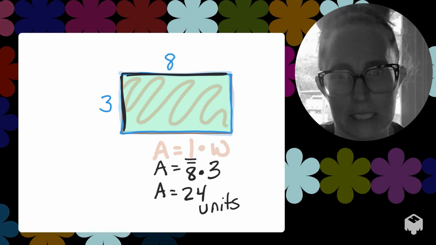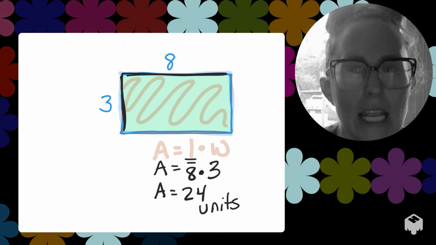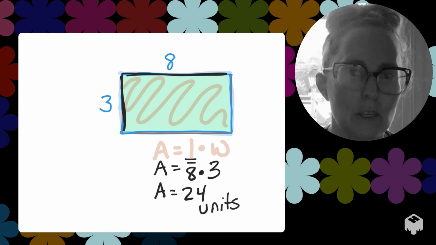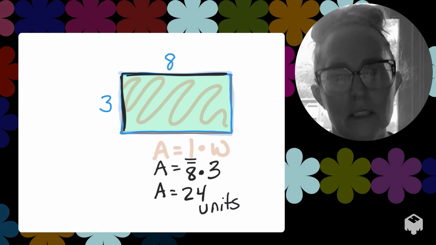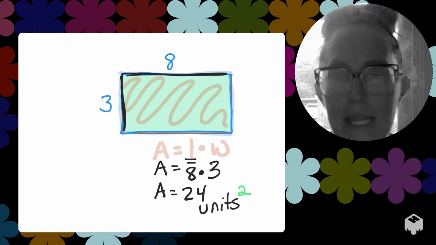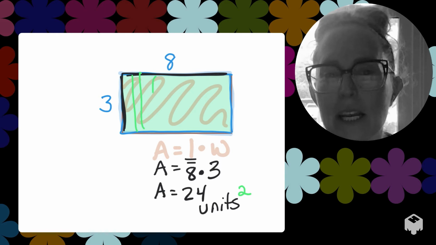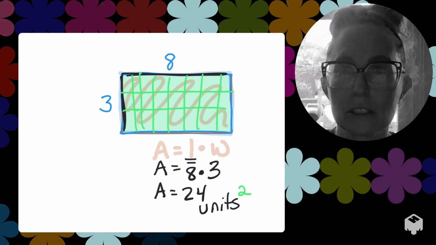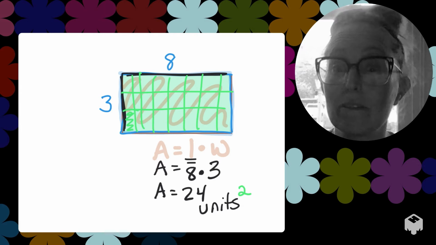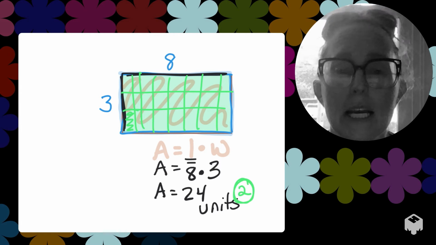Now, I'm missing something. I'm measuring in square units. So do you remember what we did last week to show that we had square units? Yep, that's right. A little 2 in the air right there to let us know that we're not measuring in a straight line. We're measuring surface, and so we would be measuring in flat squares.